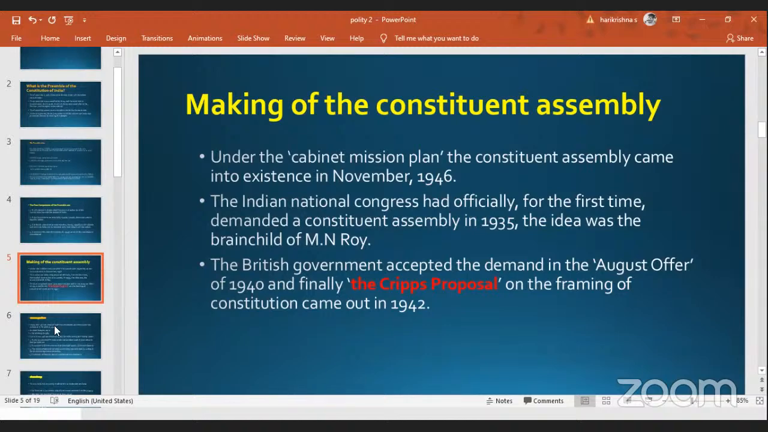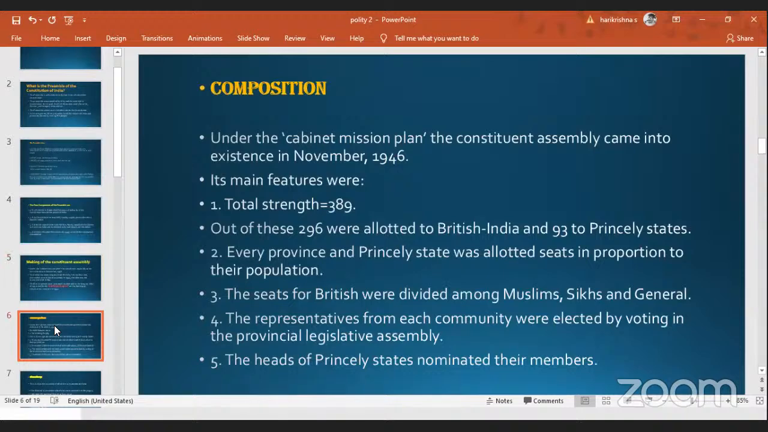Then here is the composition of the Constituent Assembly, that it contains 389 as the total strength. Out of this 389, 296 were allotted to British India, then the remaining 93 to princely states. The seats for British India were divided into Muslims, Sikhs, and general, represented by voting in the provincial legislative assembly. Then the heads of the princely states nominated the members. That was the composition of the Constituent Assembly.